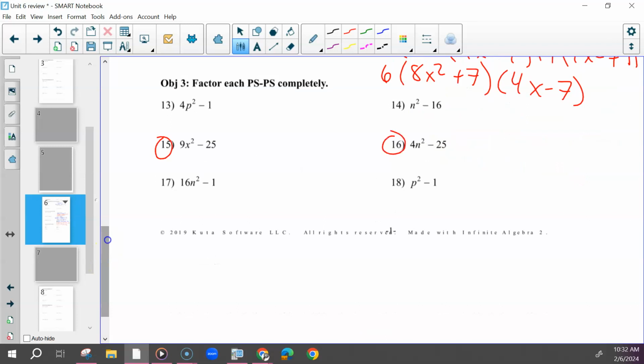Okay. Always check for a GCF because there might be one. In this case, I know there's not because the factors of 9 are 1, 3, and 9, and 25 doesn't have any of those except 1. So then, if it doesn't have a GCF, you know you're going to have 2 factors. Look for what times what will give you 9x squared, and that would be 3x. What times what will give us 25, and that would be 5. And put a plus and a minus in between. These should be identical except for one's a plus, one's a minus.